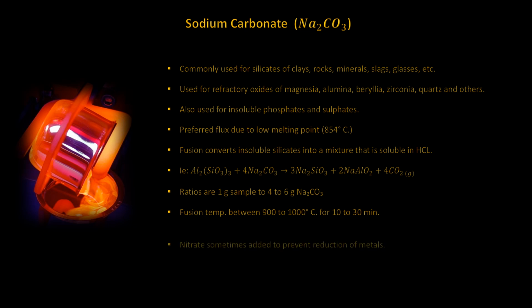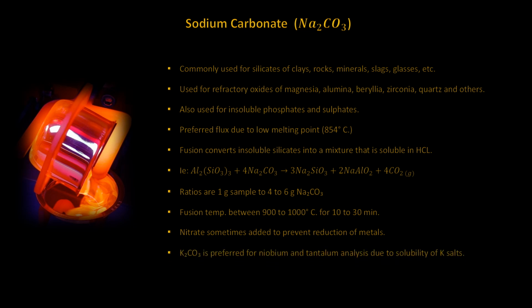A nitrate, such as potassium nitrate, may be added at times to prevent the reduction of metals, and if a platinum crucible is used, it will reduce or inhibit the alloying with the platinum. However, some of the platinum from the crucible will be decomposed into the melt. Potassium carbonate is preferred over sodium carbonate for the analysis of niobium and tantalum. This is because the resulting potassium salts are soluble, as some sodium salts are insoluble.